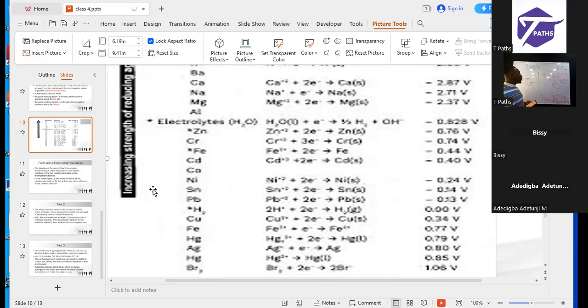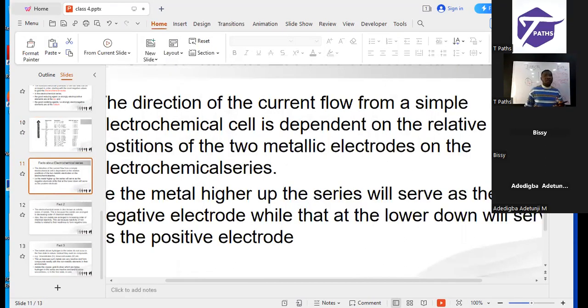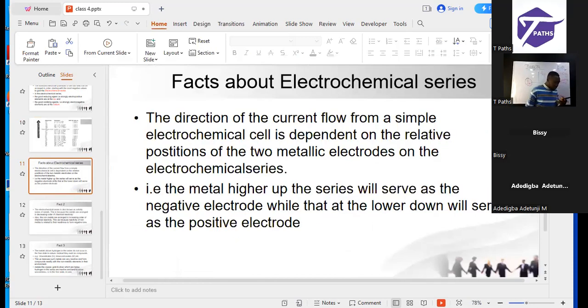when you're having this occurring in this electrochemical series, you need to know what they call facts about the series. What are the basic facts about the electrochemical series? Number one, the direction of the current flow from a simple electrochemical cell is dependent on the relative position of the two metallic electrodes on the electrochemical series.